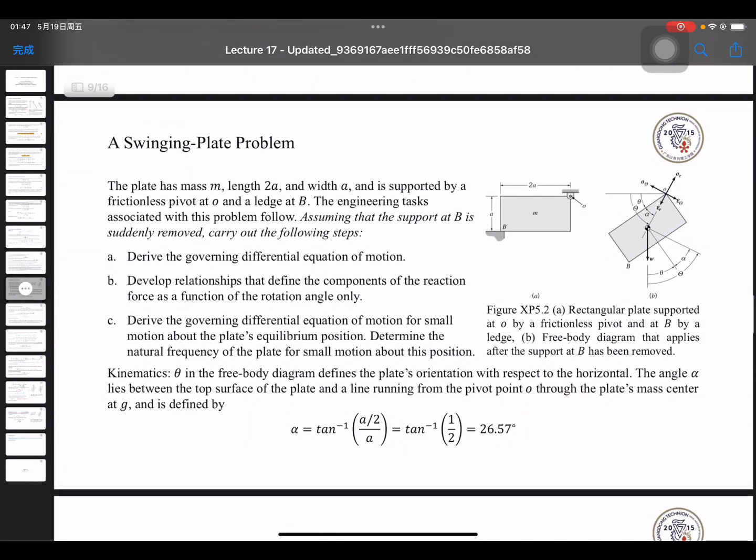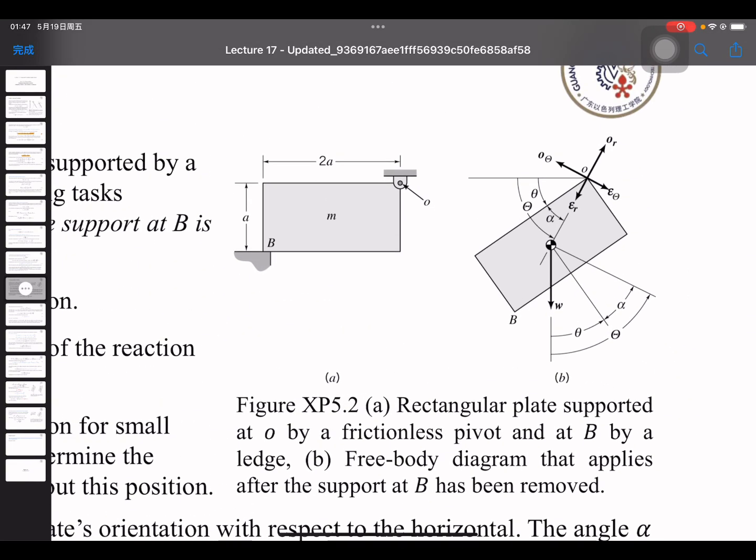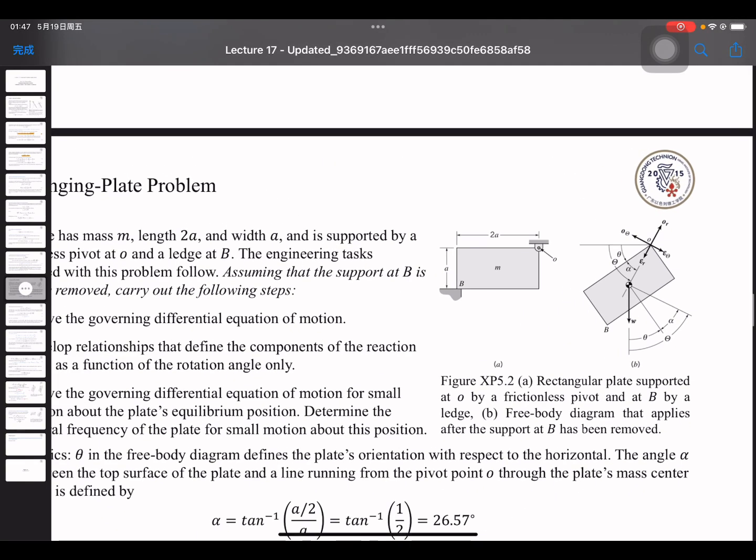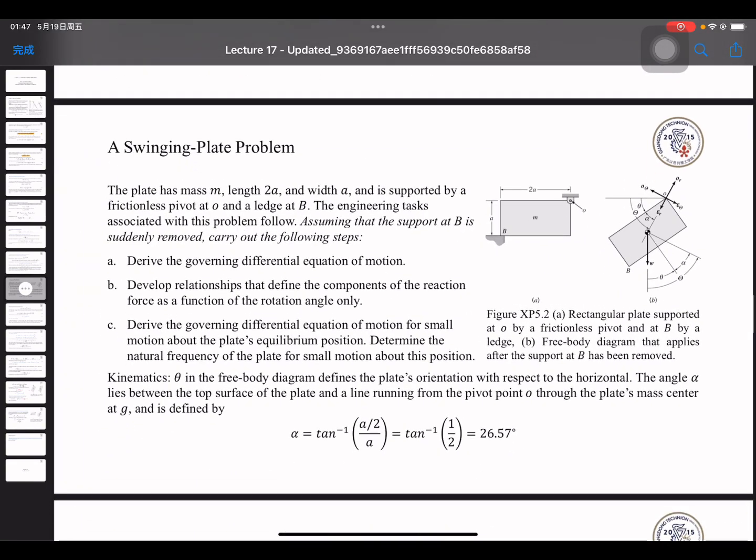Okay, let's see a swinging plate problem. As you can see, the coordinates and the moment balance and force balance are shown. The plate has mass m, length 2a, and width a, and is supported by a frictionless pivot at O and a ledge at B. The engineering tasks associated with this problem follow.